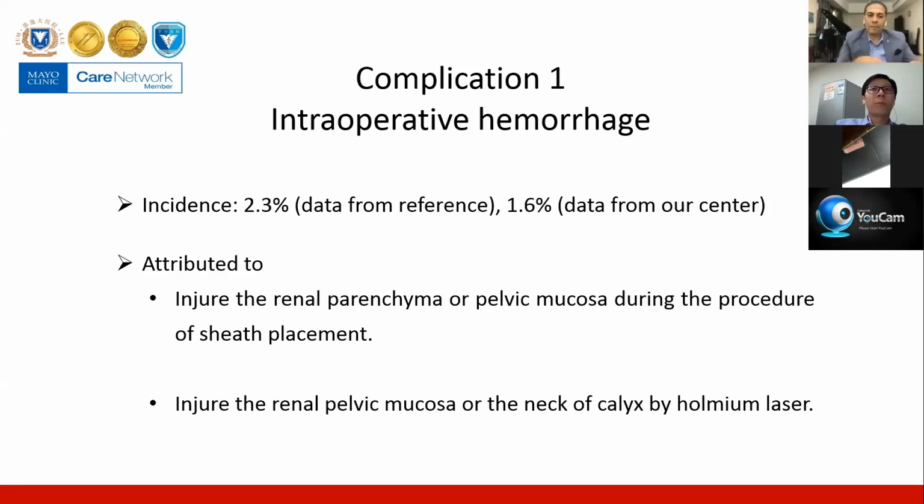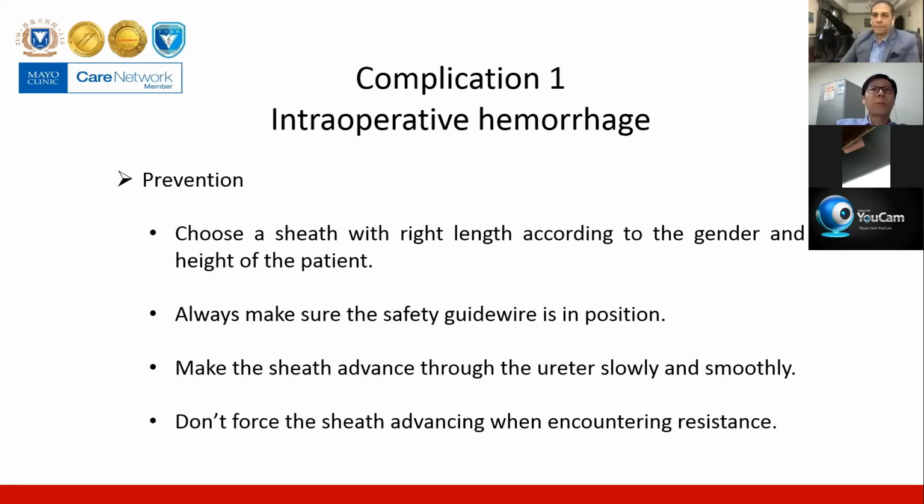And in our center, we usually prepare two kinds of sheath in our operation room. The short one is for the female patient, and the long one is usually for the male patients. And secondly, we should always make sure that the safety guidewire is in position, and if the guidewire can circulate in the renal pelvis, it's the best. With the guide of the guidewire, the sheath is hard to injure the renal parenchyma.